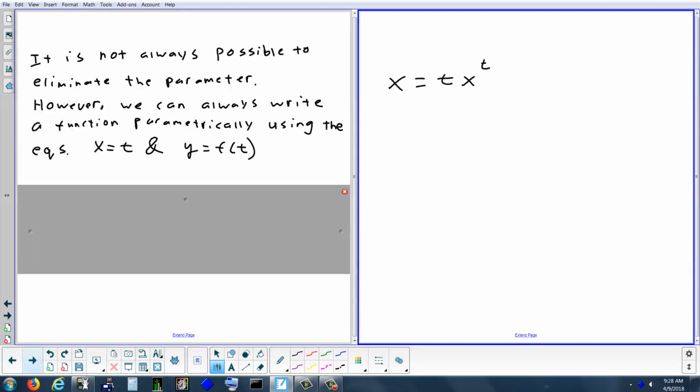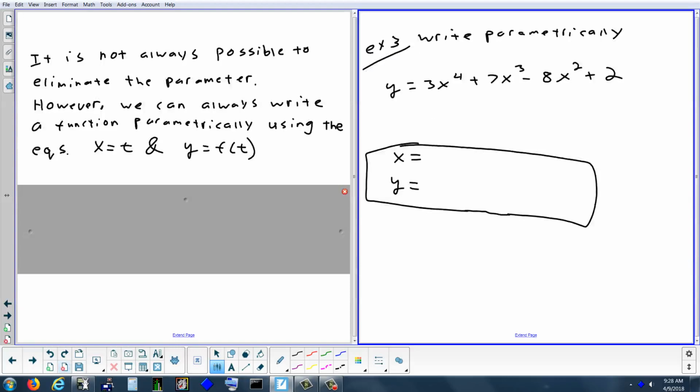Okay, so let me get rid of that. Let's try it on this one. Okay, so I want to turn that into, bless you, parametric. So looking at the formulas on the left, what does it say to let x equal? T. It says to let x equal t. So there's my first one. And now, how do I get the y equation? What am I supposed to do to get that one?